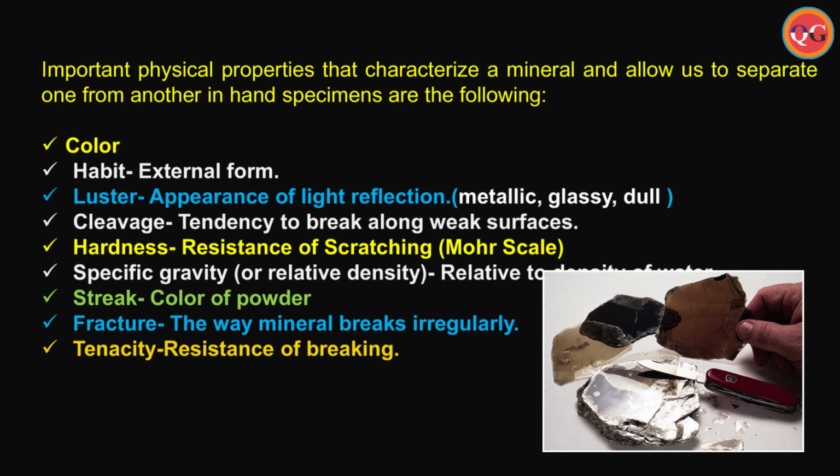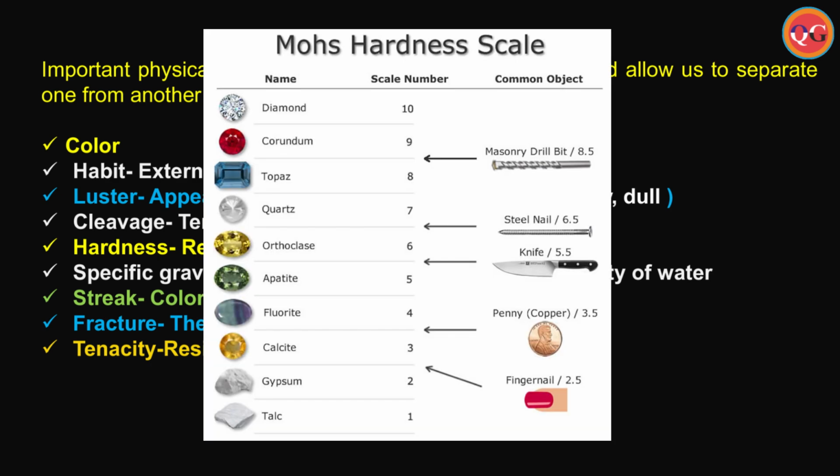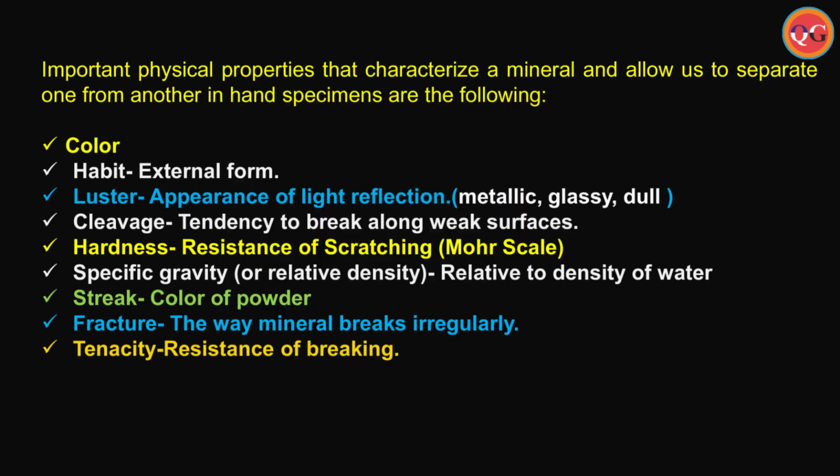Minerals with cleavage break in smooth, flat surfaces. Hardness. A measure of how resistant a mineral is to scratching. Mohs hardness scale, ranging from talc to diamond, is commonly used to rank minerals by hardness. Specific gravity or relative density. Specific gravity is the density of mineral relative to density of water.